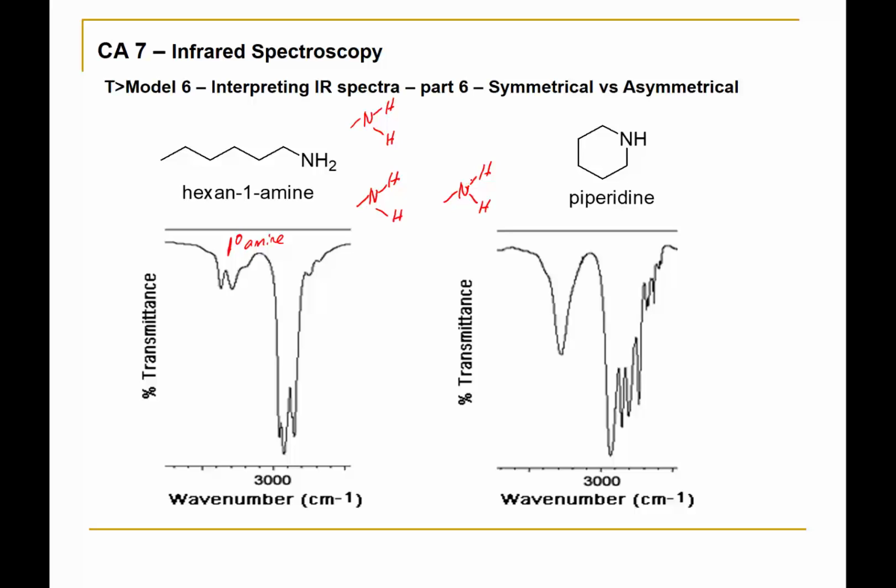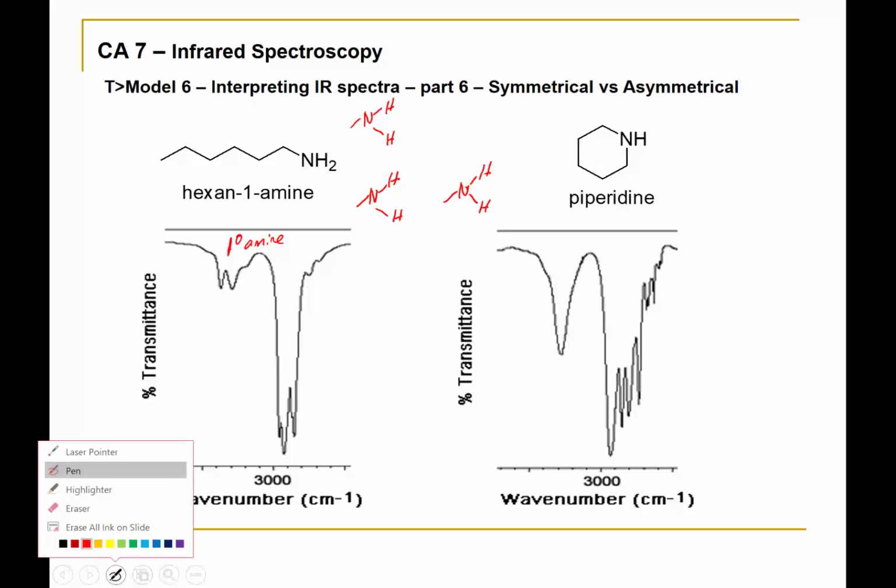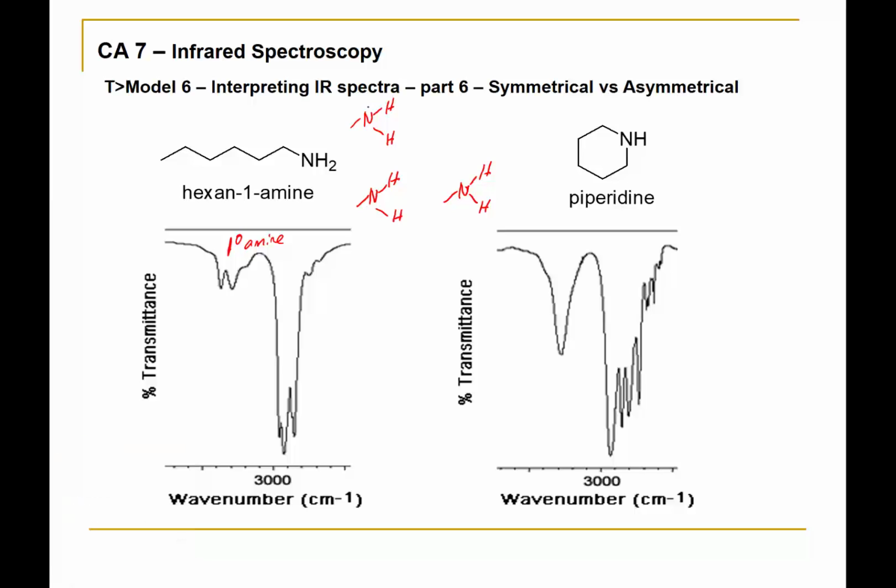So for a symmetrical stretch, we can imagine that it's an extension of the nitrogen-hydrogen bond, but in the same direction, that is towards the right, if you will, for both of the bonds. So it's kind of like the nitrogen is doing a bench press or doing a push-up, in the sense that those bonds get extended, but both in that same direction, in this case towards the right.